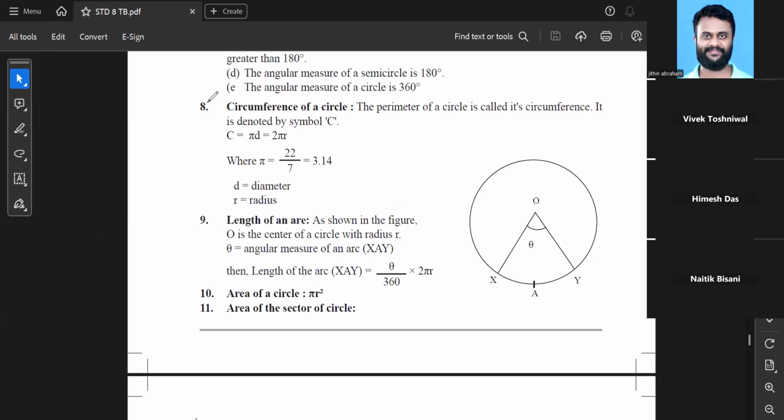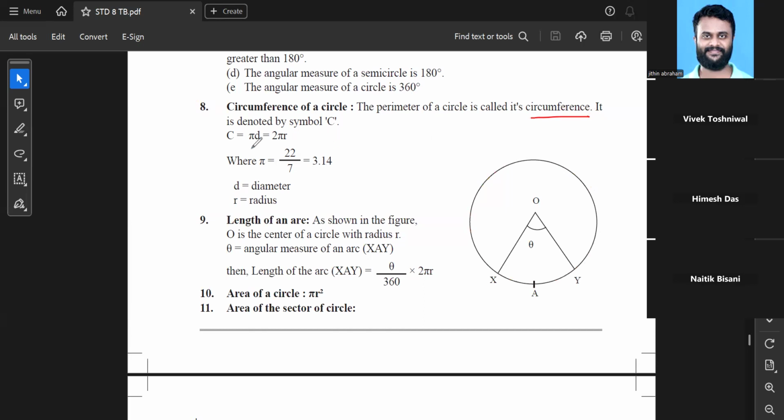Now the next one, circumference of a circle. The perimeter of the circle is called the circumference. Circumference means the boundary. Like this boundary line is called the circumference. The length of this boundary line is the circumference. It is generally denoted by the symbol C. So we have a fixed formula with the help of which we can easily find the length of this boundary. As I've already told you, the length of the boundary is called the circumference.